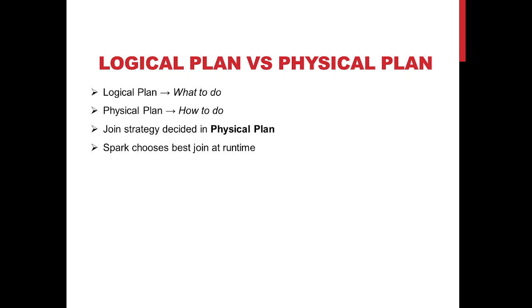So Spark creates two plans. One plan says what needs to be done. The other decides how it will be done. So the join strategy is chosen in the physical plan. That means Spark decides the join type, not your code.